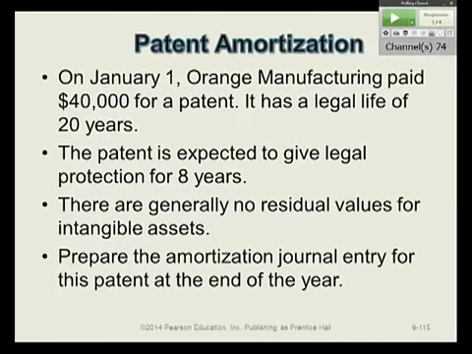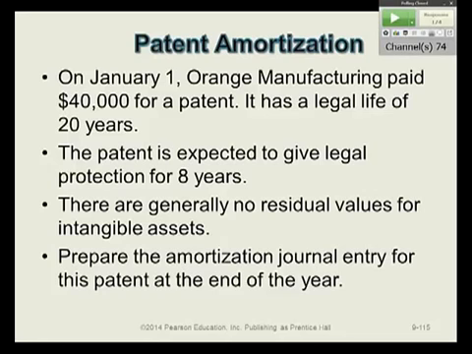Now, let's take an example. Let's do a definite life intangible. Orange Manufacturing pays $40,000 for a patent. It has a legal life of 20 years. And again, it's on the exam. Just hang in, I've got 3-4 minutes left. I'm going to do this example with you and say something about goodwill. So you got $40,000 paid, a legal life of 20 years. There is generally no residual, but the expected life is going to be 8 years.